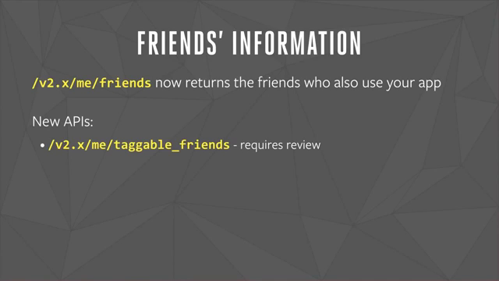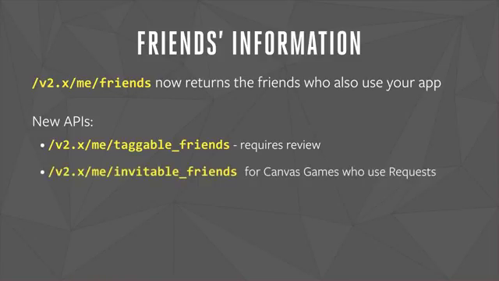Next, for games with a canvas presence, it's a common design pattern to build custom invites dialogues within the UI of your game. The Invitable Friends API returns a person's friends who don't use your app with enough information about them to render a custom invites dialog. Just like the Taggable Friends API, the Invitable Friends API returns people's names and profile pictures, as well as a token you can pass to the Requests dialog to invite them to your game.